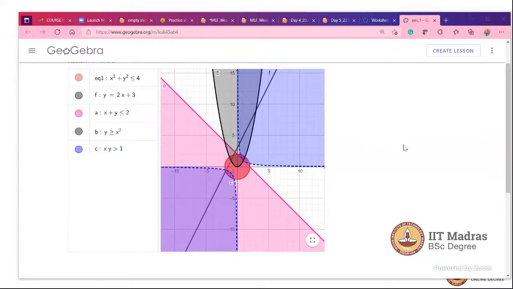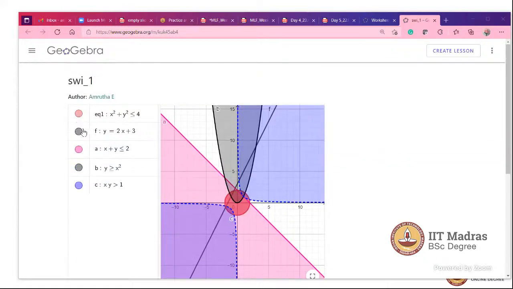Now is it visible? Yeah. See the function one by one.